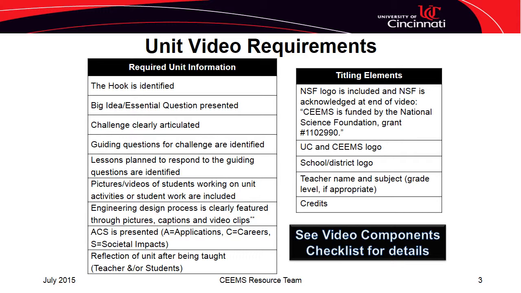In general, your videos will include unit information such as the hook, the big idea, the essential question, example guiding questions, and more. The left-hand table shows the required unit information, while the right-hand table shows the titling elements such as the required National Science Foundation statement and logos, school information, your name, subject, and grade, as well as credits to those who have made the video possible. If you include these elements, your video will help you paint a complete picture of what your unit is about. These requirements will be covered in more detail during the video workshop.